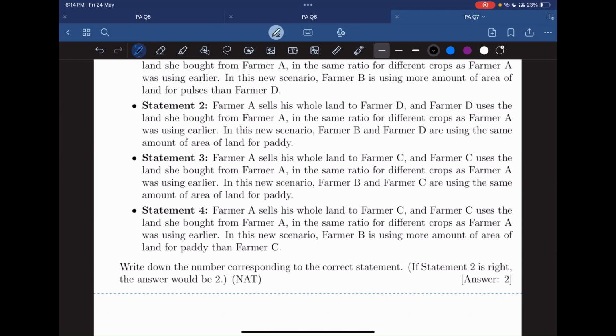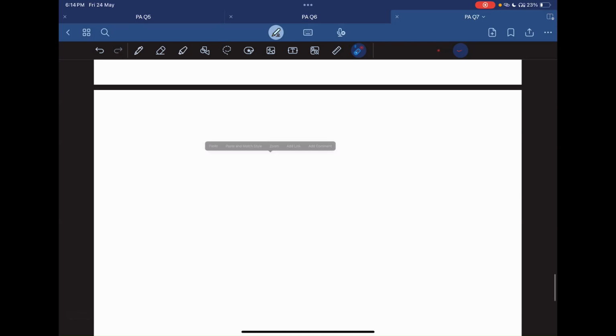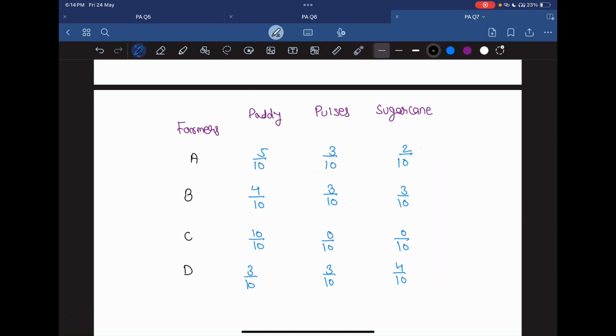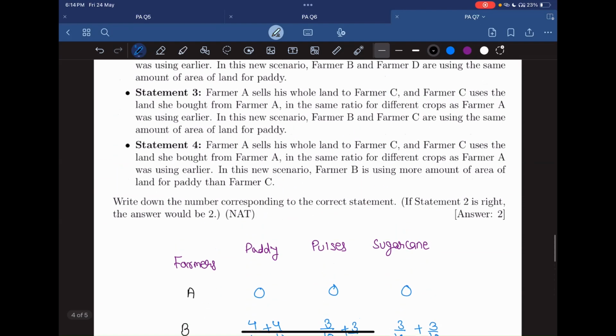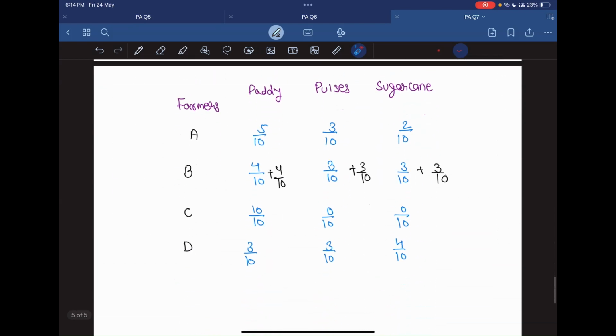Now statement 3, farmer A sells his whole land to Farmer C. So now we have a different scenario. Till now it was like this. Now Farmer A sells his whole land to Farmer C, and Farmer C uses the land she bought from Farmer A in the same ratio for different crops as Farmer A was using earlier. So now the land was given to Farmer C.